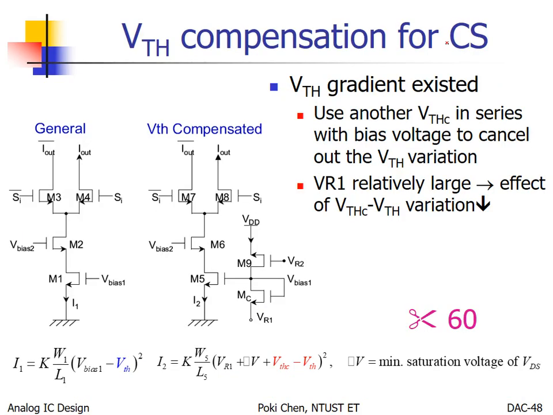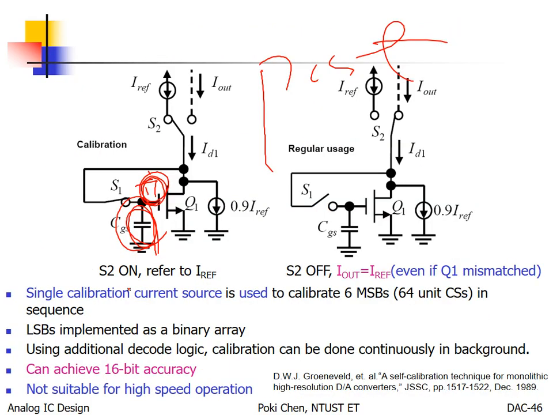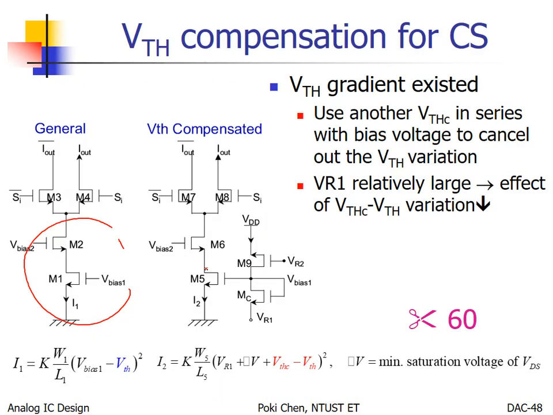Okay. Yeah, and the other one is the so-called threshold voltage compensation. Oh, to my memory, the paper is from National Chiao Tung University. Okay? Yeah, what is the problem? Because right now we have an NMOS current source. And for the previous one, this is still NMOS, but for the others, this is PMOS. Anyhow, let's look at this.